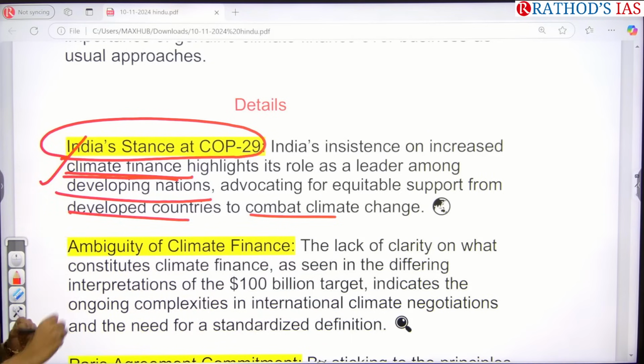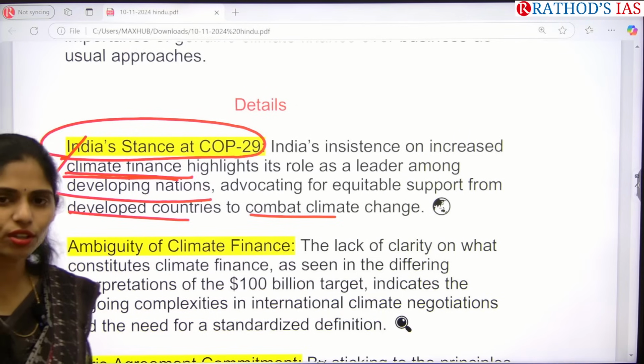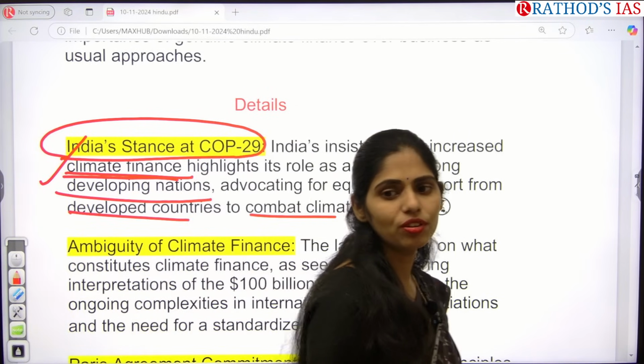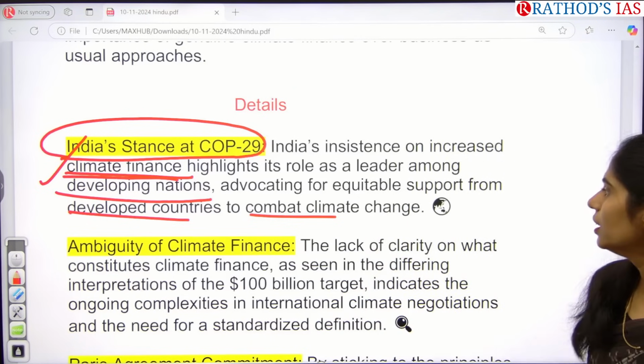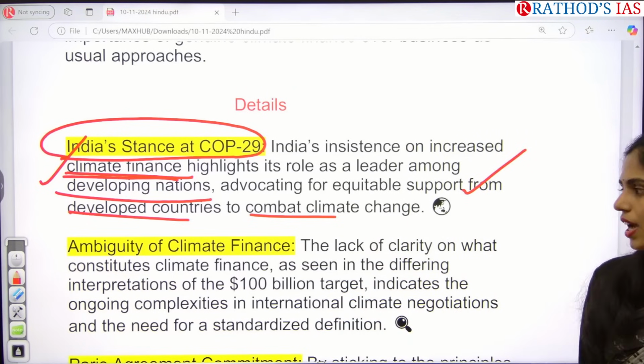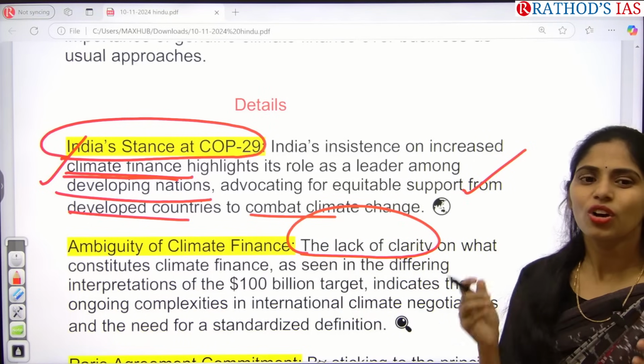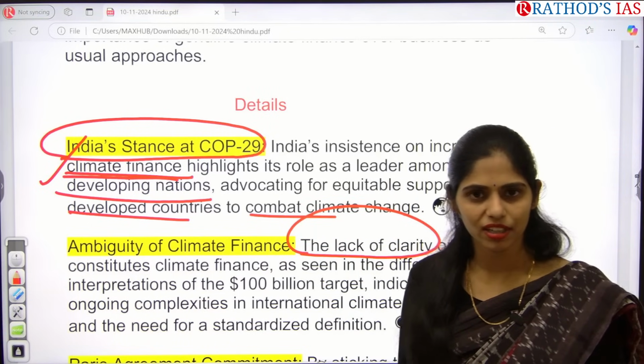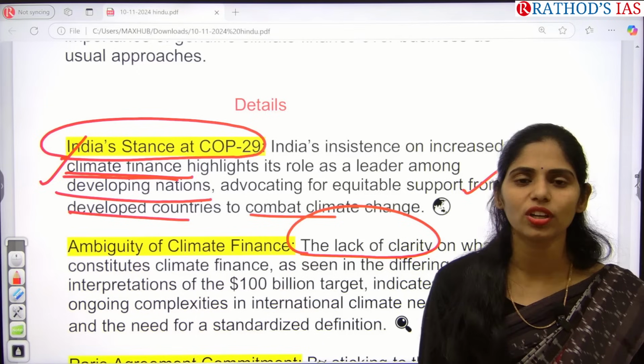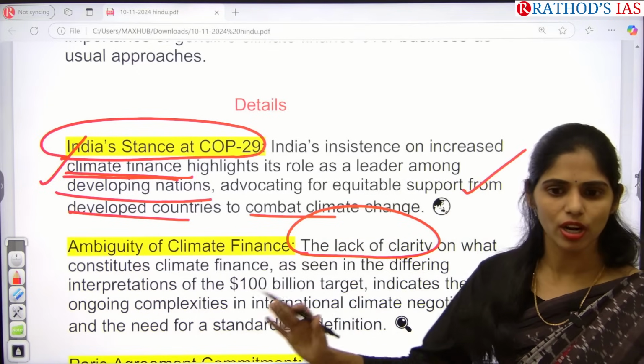So here India became a leader of this global south, right? Because of this, India is advocating for climate finance now as a leader. And the next point is that there is a lack of clarity regarding what constitutes climate finance. Which country needs to give how much amount of fund under this $100 billion?